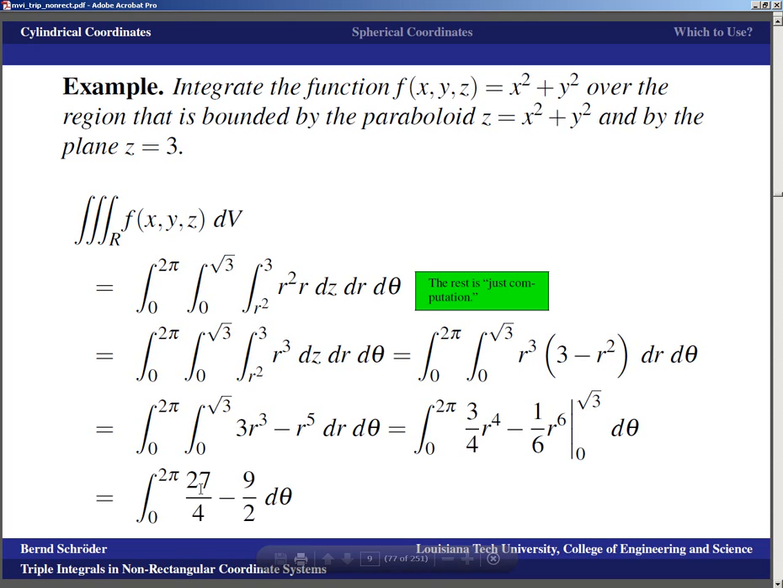27 over 4 minus 9 halves should be 9 over 4, because that's 18 over 4 here in the back. Okay, integral 0 to 2 pi, 9 over 4 d theta. And that ends up being 9 halves pi then.